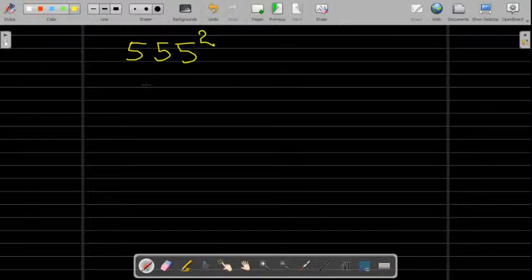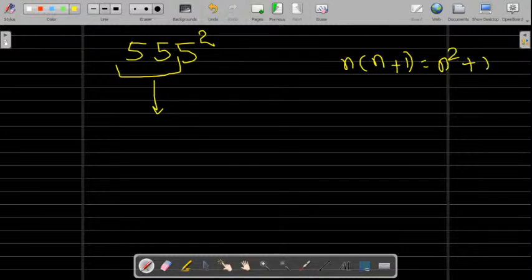555 square, right? Again I'm taking very simple. So 55, the next number is 56. Here we are using this particular formula, n into n plus 1, which means n square plus n. So for 55, as per the strategy, you have to take 56, right?